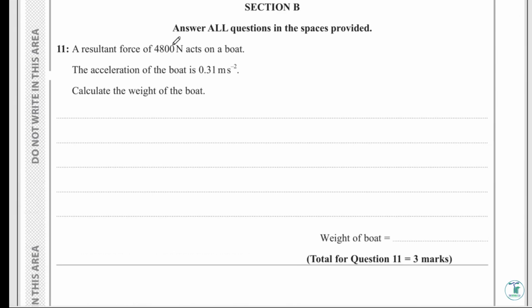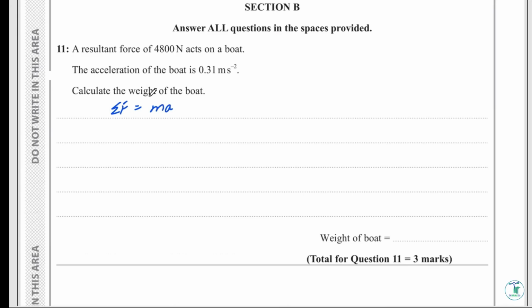A resultant force of 4800 newtons acts on a boat. The acceleration of the boat is 0.31. We need to calculate the weight. So this question is quite easy. So, according to the second law of Newton, the resultant force acting on an object is equal to mass times acceleration.